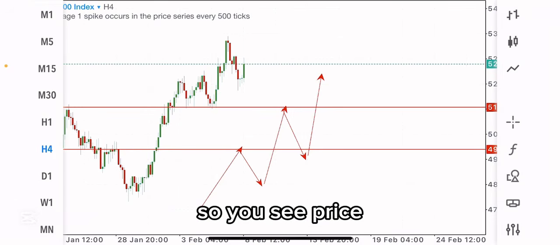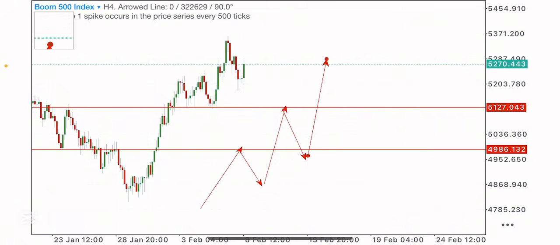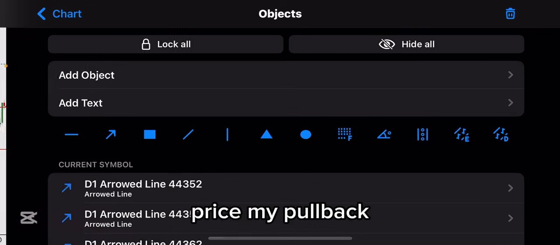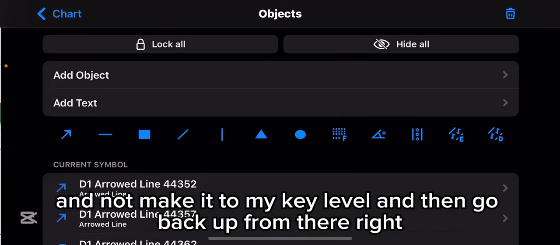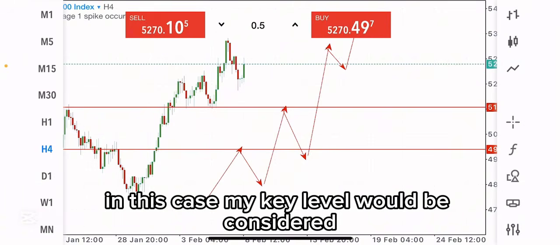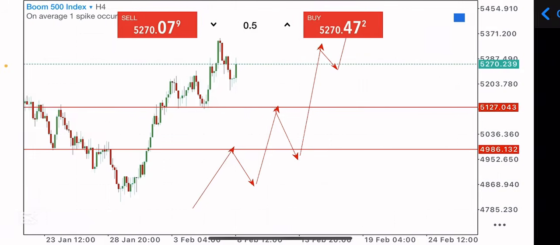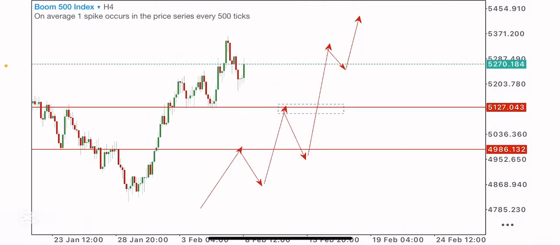So you see, price might pull back here. Price might pull back and not make it into my key level, and then go back up from there, right? Might not make it into my key level. In this case, my key level would be considered to be here, right?